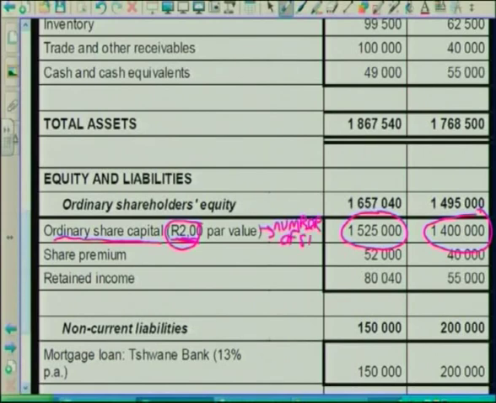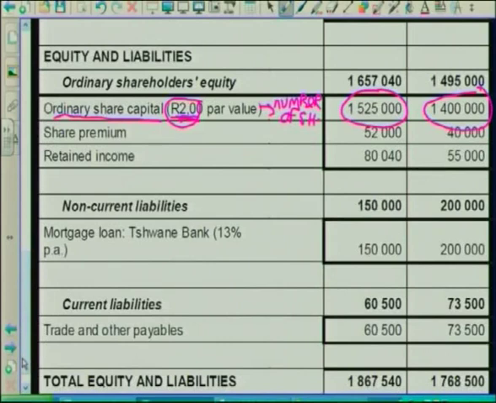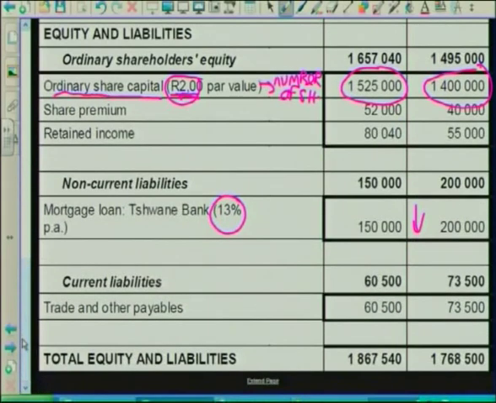So I'm just going to put a little reminder that we're going to use this later on. We're going to come back to this information. Then share premium is fine. They've given me retained income. We then get to our liabilities, mortgage loan, and again, there's that interest rate that is important, 13% per annum. If we quickly look at our non-current liabilities, 2008, 150,000, 2007, 200,000. So there's obviously been a decrease in your non-current liability. Then current liabilities are given to us as well.